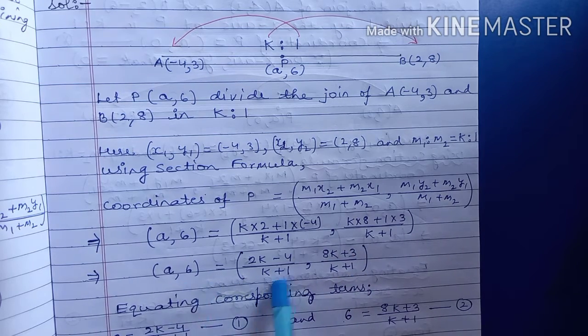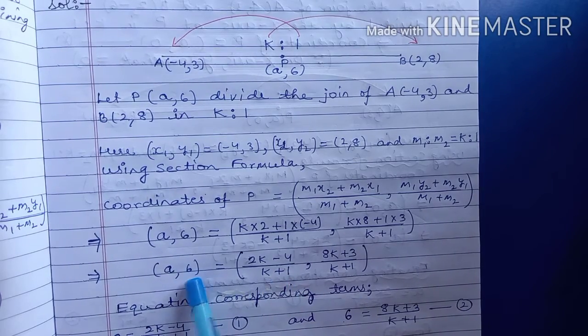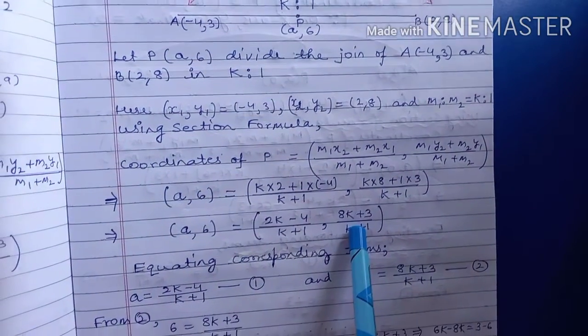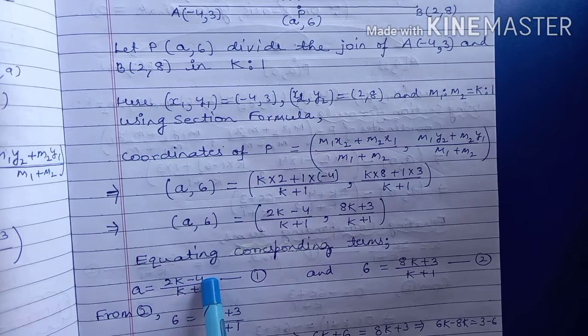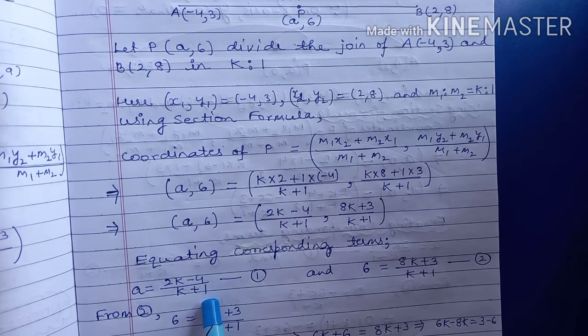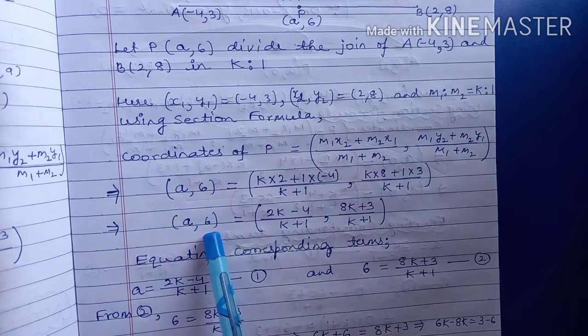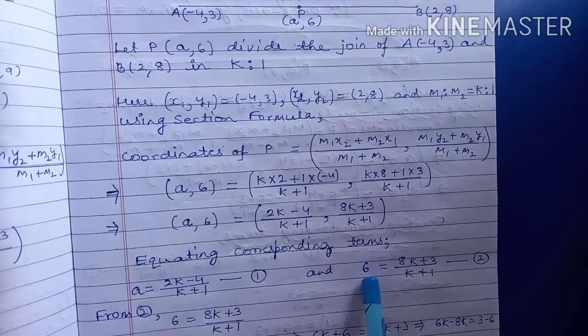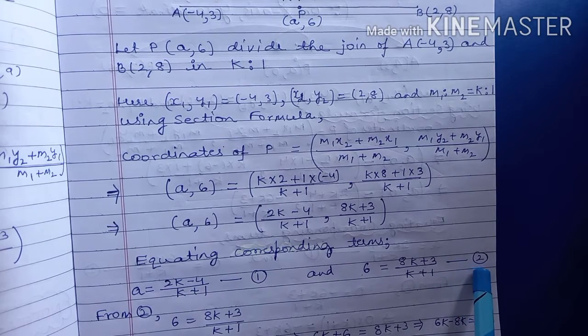Now these two are same, so we equate the corresponding terms, first term with first term and second term with second term. On equating, first term with first term, A is equal to (2k minus 4) over (k plus 1), name this as equation number 1, and second term with second term, it is 6 equal to (8k plus 3) over (k plus 1), so name this as equation number 2.